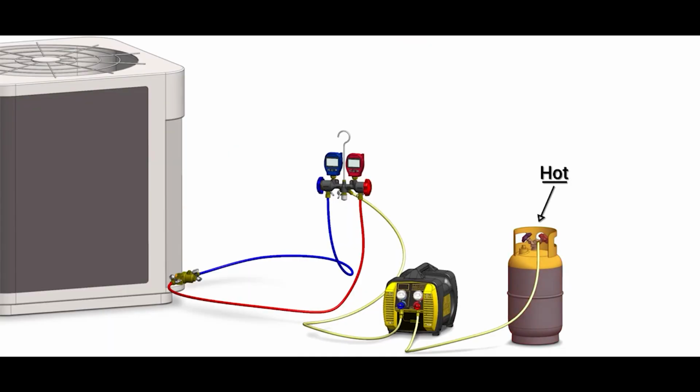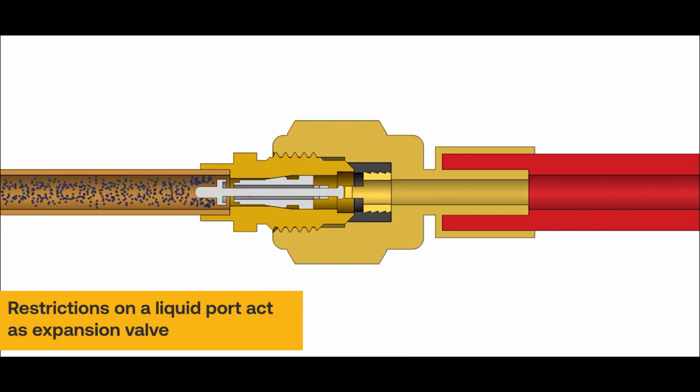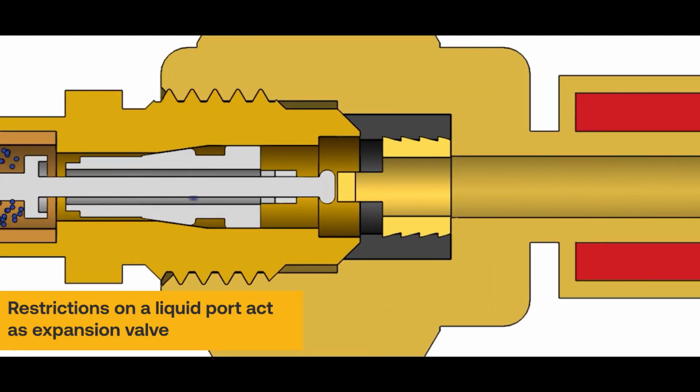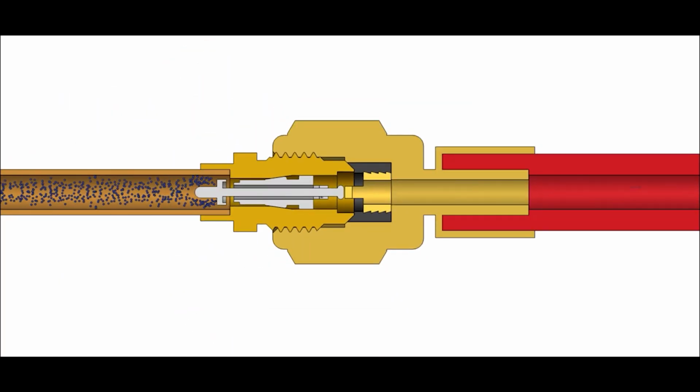A hot recovery cylinder and slow recovery speeds typically indicate restrictions on the input side of the recovery machine. When you are hooked up to a liquid port on a system, a restriction such as a Schrader valve or core depressor acts as an expansion valve. The result is a slow flow of vapor instead of liquid.